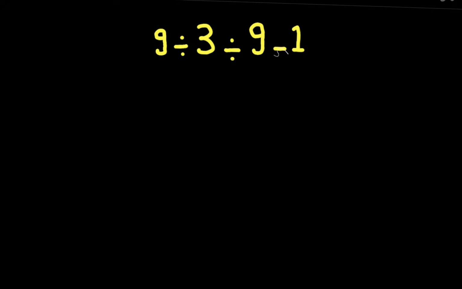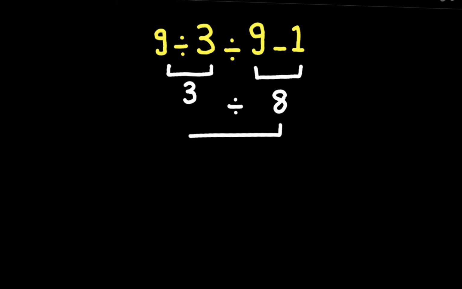Today I want to find the value of this expression: 9 divided by 3 divided by 9 minus 1. So 9 divided by 3 gives us 3, and 9 minus 1 gives us 8. Now 3 divided by 8 gives us 3 over 8. So this answer is not correct.